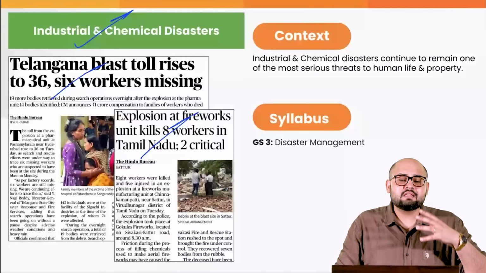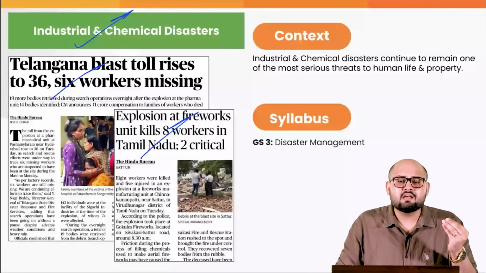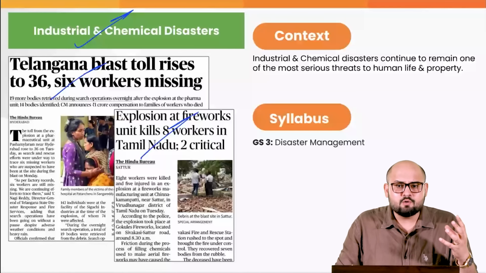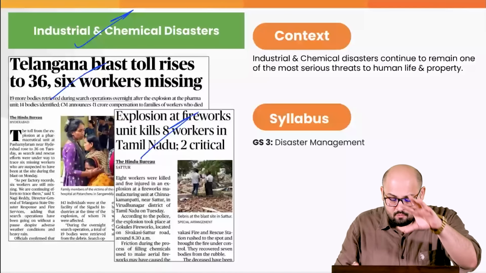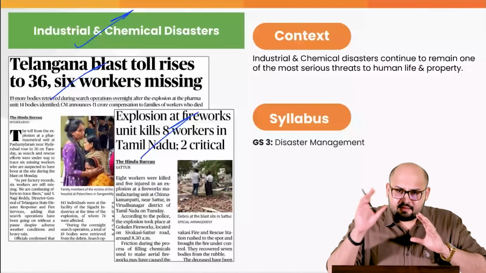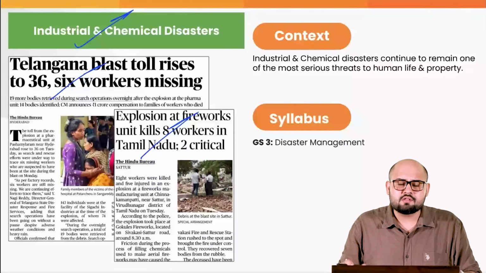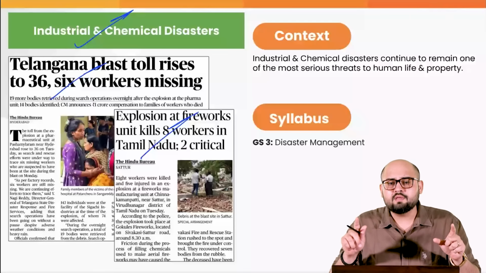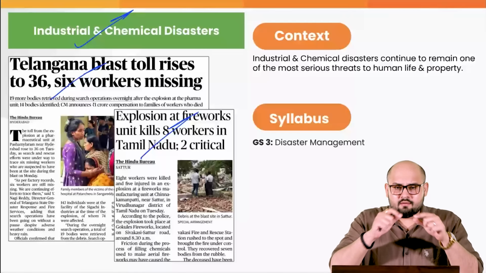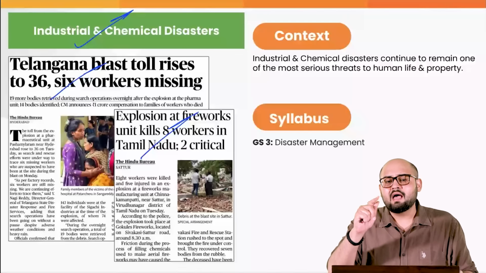So these are very serious incidents and it's a very serious public safety issue. And we need to have proper measures in place. So what we'll do is we'll talk about the industrial disasters, what are the causes and what should be the way forward, along with what is the structure with respect to the statutory provisions and the rules.